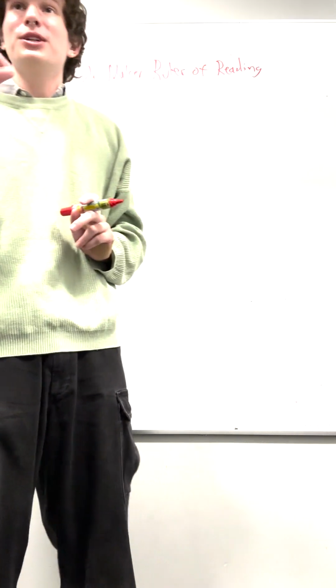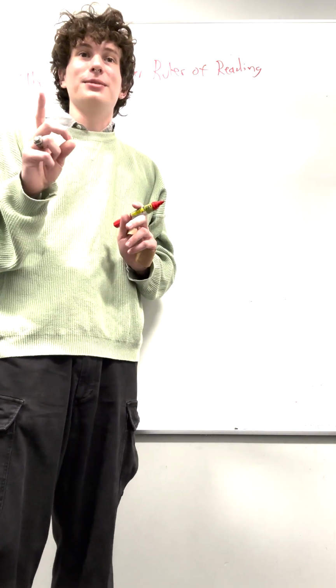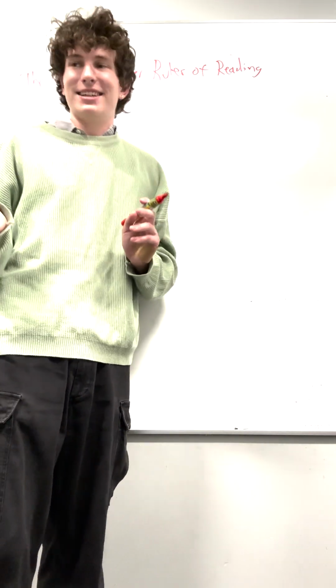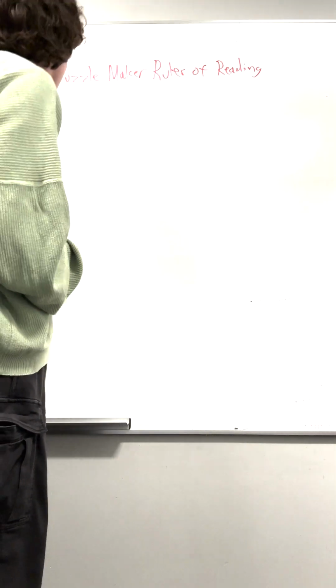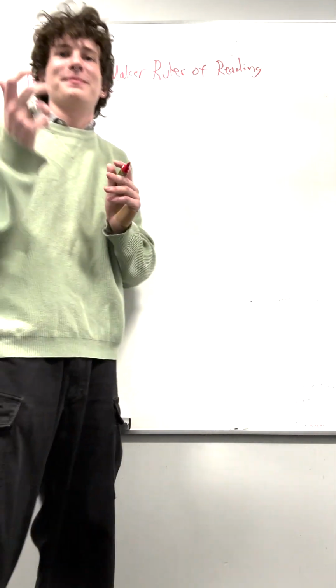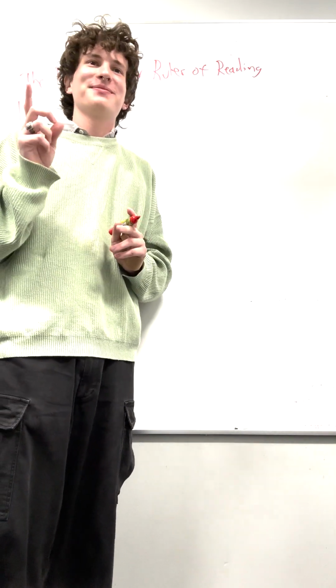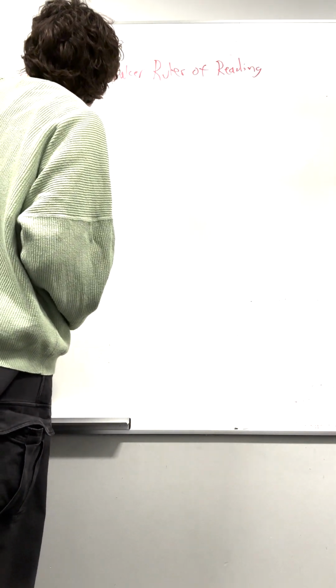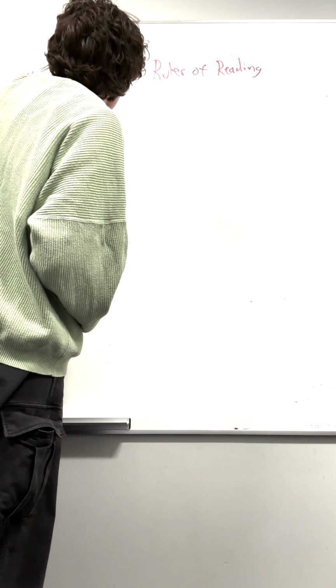So our first puzzle maker rule, and I want you guys to repeat this back to me, is characters equal corner pieces. Characters equal corner pieces. All right, say it again. Characters equal corner pieces.